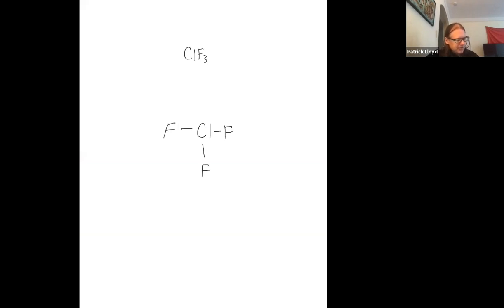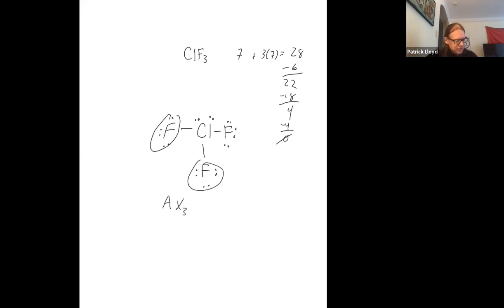Okay, 7 electrons for the chlorine, 7 electrons for each fluorine. So that's 28. We've used 6. We're down to 22. We're going to put 3 lone pairs on each surrounding atom, that'll be 18 right there, right? Those lone pairs are 18. And then we're going to have 2 more lone pairs there. Okay. So what do we got? We got A, X3, right? 1, 2, 3. And then you've got 2 lone pairs, E2.